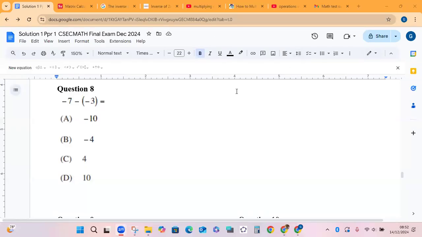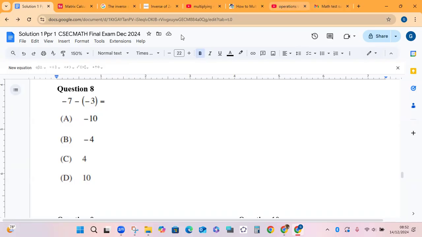Make sure that you have your pen and your paper ready. We are going to discuss number 8. And looking at number 8, the topic appears to be negative and positive numbers and the order of mathematical operations called BEMDAS.